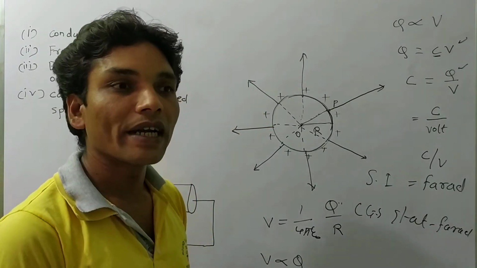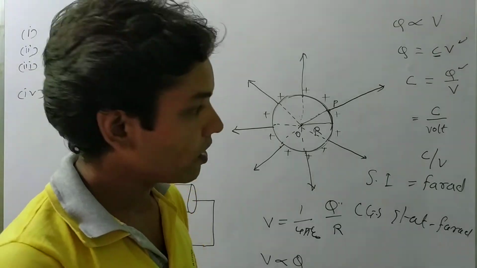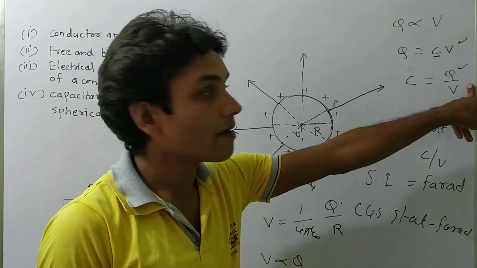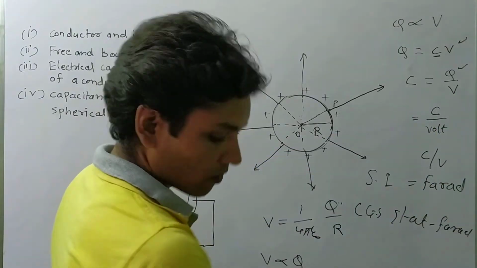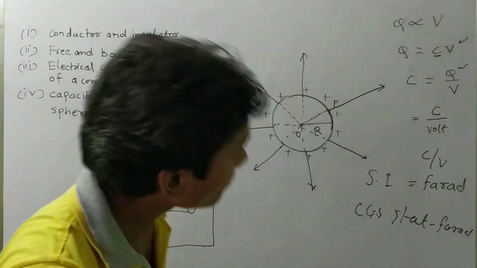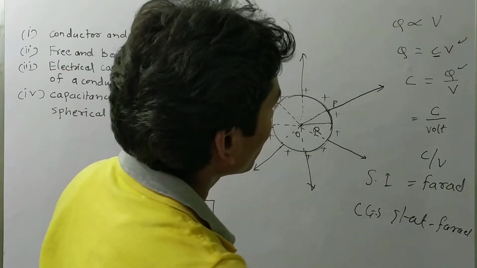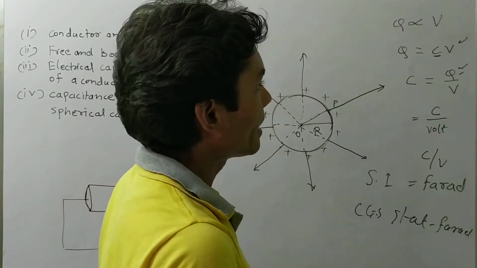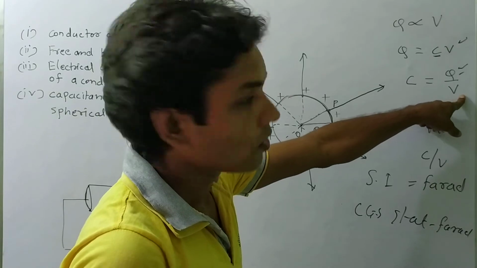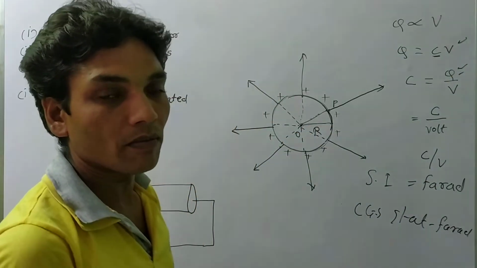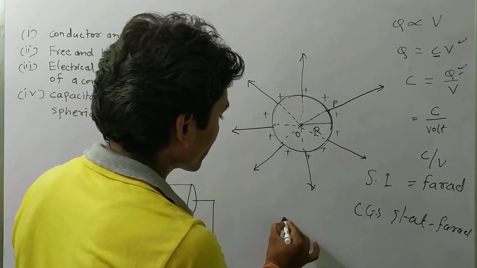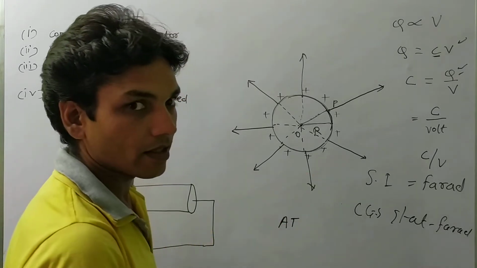Now we have to find the dimensional formula. We can find the dimensional formula by this mathematical formula: the dimension of Q over the dimension of V. Okay, so Q is Coulomb. What is the dimension of Coulomb?